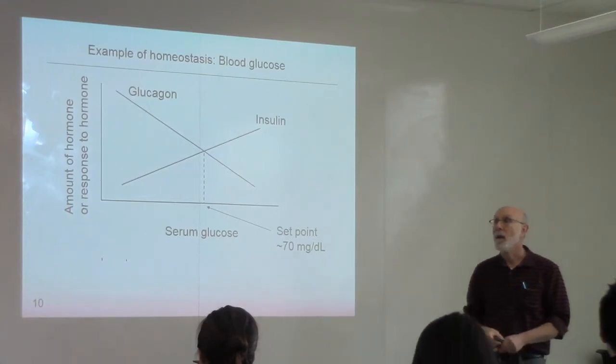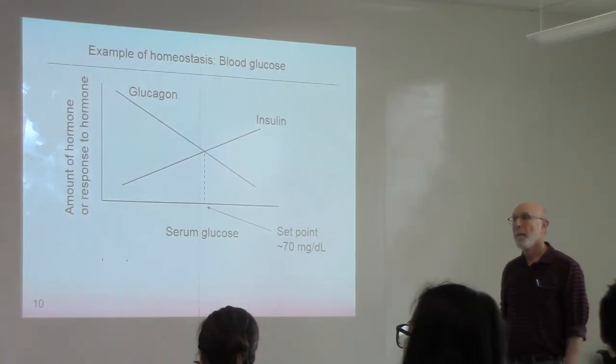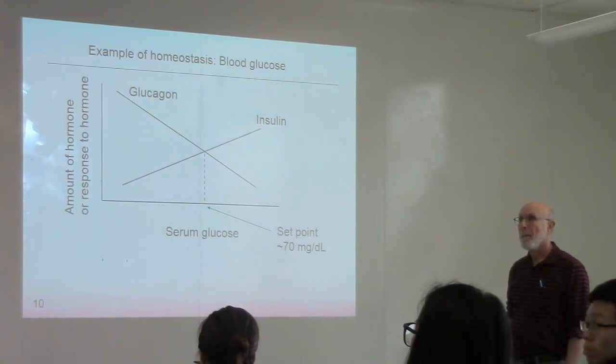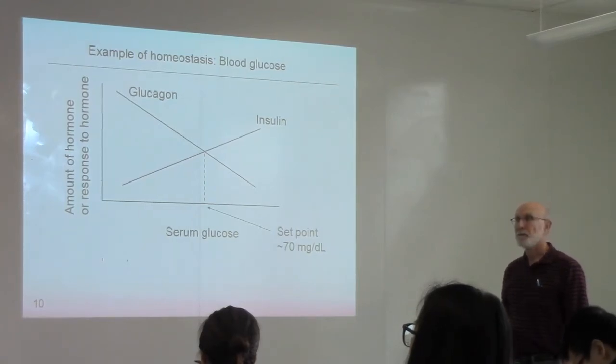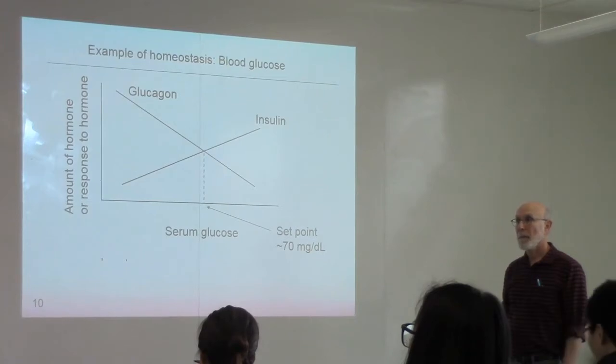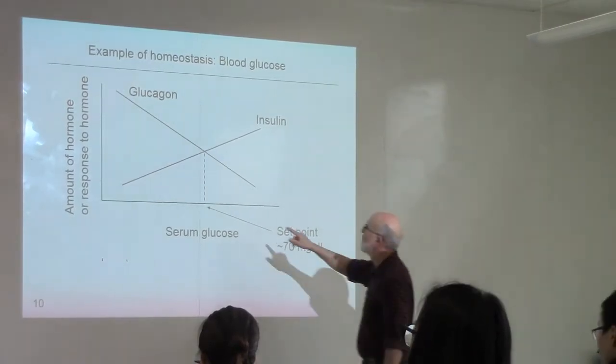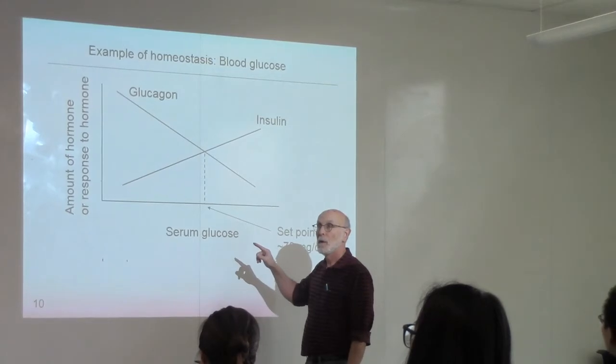Question? So, this graph was confusing to me. When the serum glucose increases, for example, after a meal, the insulin level goes up, right? Right. But it seems like when the serum glucose is increasing, the insulin curve is coming back down to the set point.